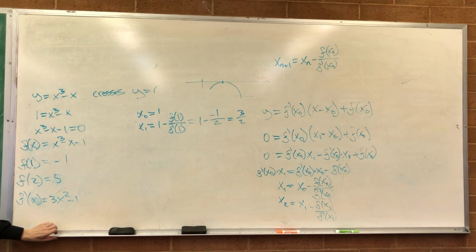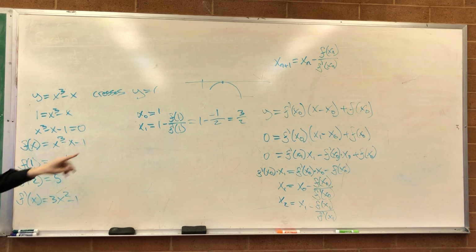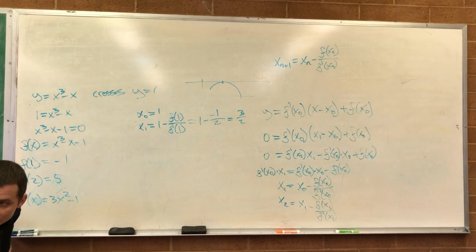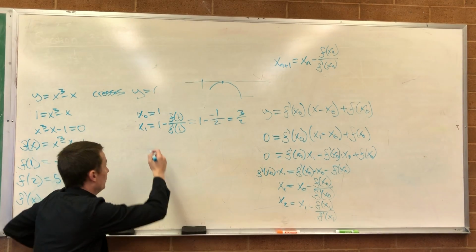3 halves. And we're looking for when it gets closer to 0, when it's equal to 0. And we know that at 1 it's negative 1 and at 2 it's 5. Now we can always check how close that thing is to 0 by plugging it back into our function. So if you want to know how close that guess is, you can check that. But let's do one more.